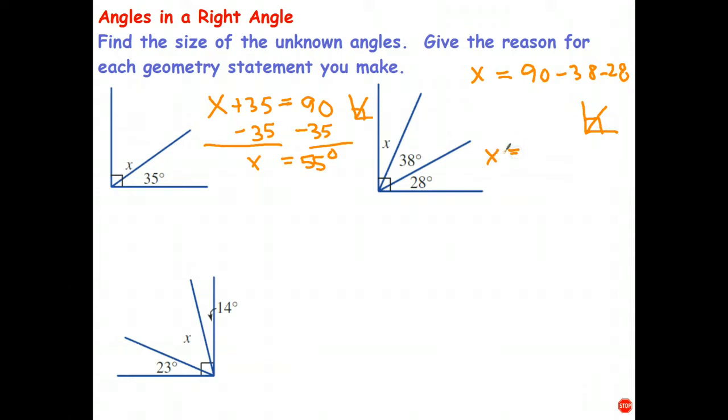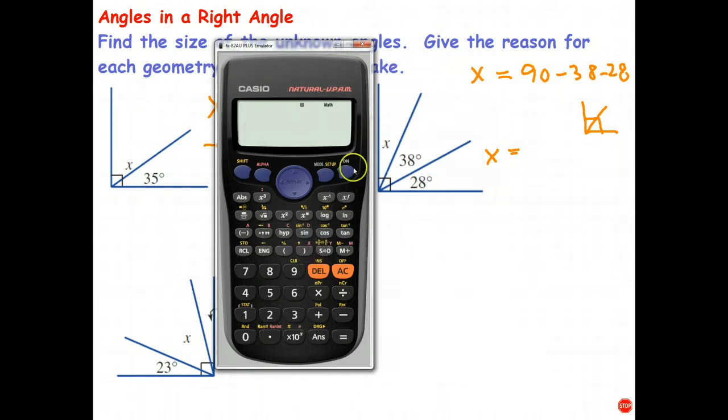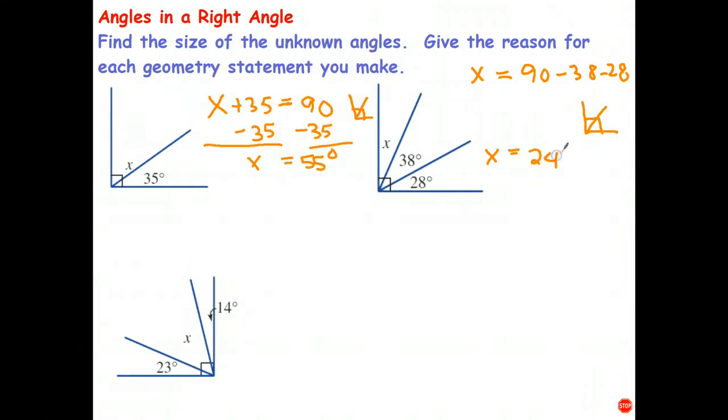Now I've got to just work out what the size of angle x is. So I'll bring up my calculator. x equals 90, take away 38, take away 28, and x equals 24 degrees. A lot of my students prefer to just write that. They can see that x has to be 90 minus the sum of those two, and I'm happy with that for the setting out. Okay, stop the video and have a go at the third question down here, please.